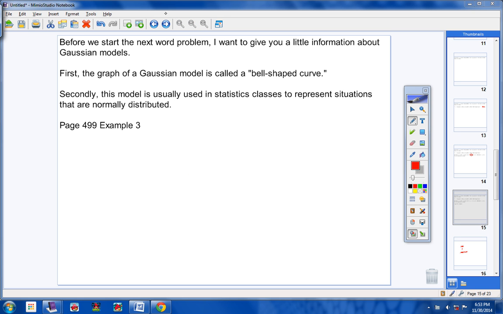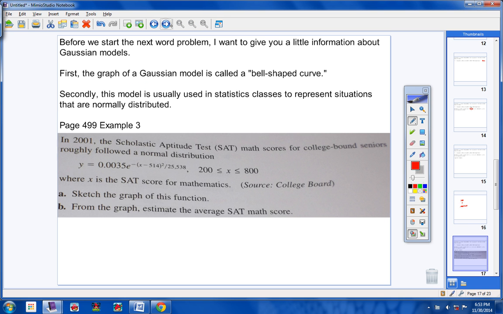Okay, the problem reads as follows. In 2001, the SAT math scores for college-bound seniors roughly followed this equation right here, as long as x was greater than 200 and less than 800. X is the SAT scores. Sketch the graph. Well, we know it's going to be a bell-shaped graph. I'm not going to make you do any graphing, so I'm not really too worried about the graphing part. However, look at part B. From the graph, estimate the average SAT math score.